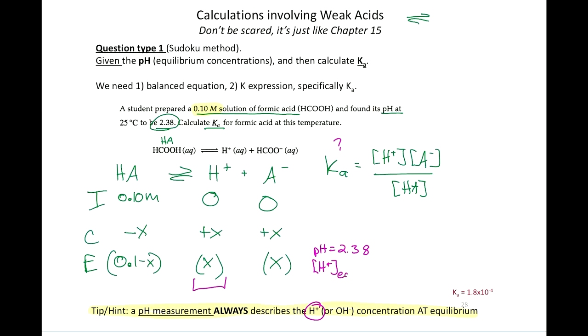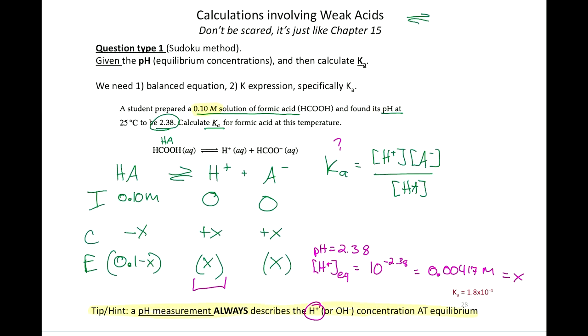You need to understand that any pH value is the concentration of H plus at equilibrium. So that means H plus at equilibrium is 10 to the negative 2.38 molarity. If you calculate it, 10 to the negative 2.38 is equal to 0.00417 molarity. All right? That number is X. See how with the Sudoku method, there's always a hint to get part of the equilibrium line. Because now that we know X, do we know all of the equilibrium concentrations? Yes, we do, and we can plug that into the Ka expression.